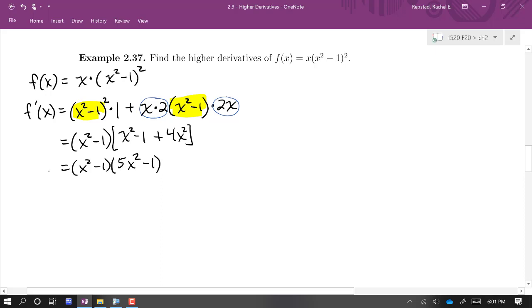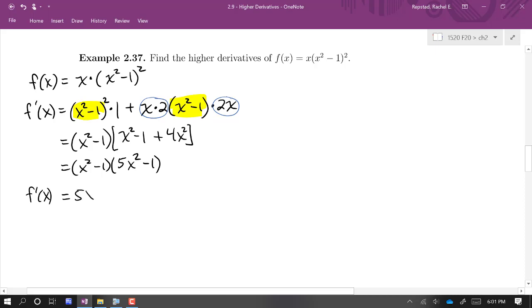Now, we could take the second derivative by using the product rule. I'm going to go ahead and just do a little algebra. I mean, at this point, it seems like we could just expand out this product, FOIL it out, and then we have a nice polynomial, and then taking the derivative will be real easy. So I'm going to, this line is still the first derivative. I'm going to FOIL this out.